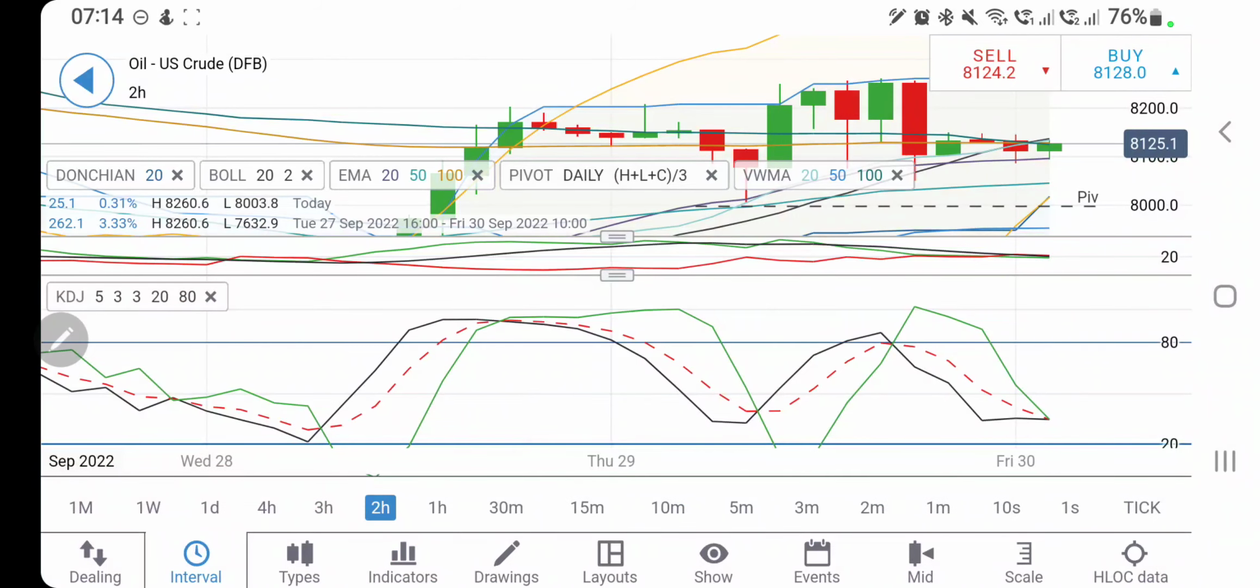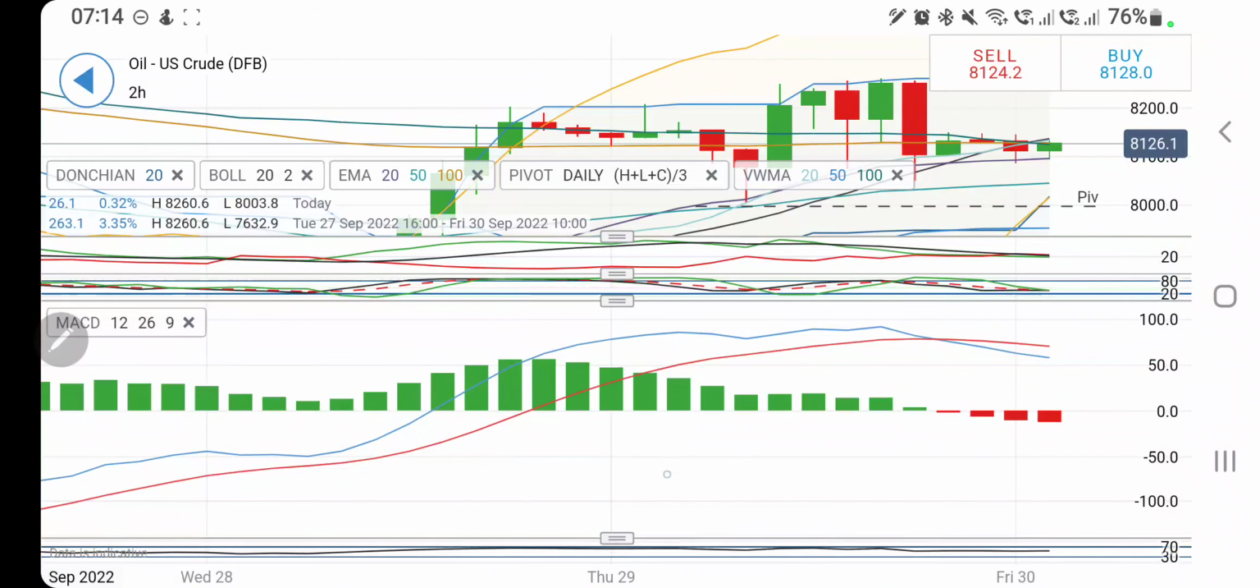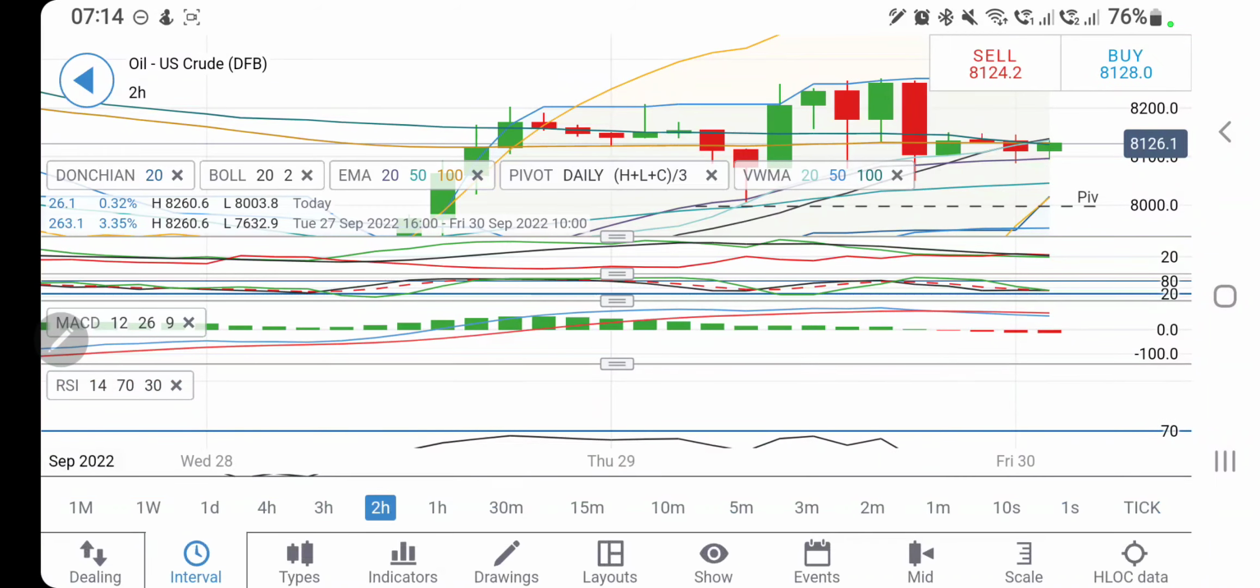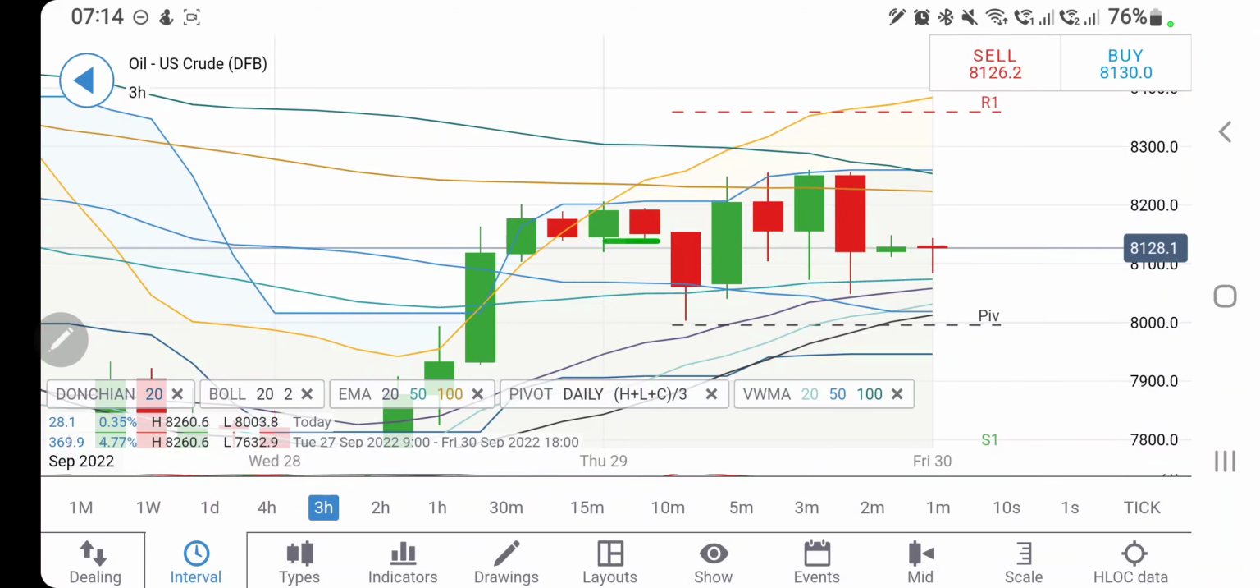Now look at the directional movement. This is bearish. Stochastic is looking downwards, trying to cross over for a bullish move. The MACD has crossed over on the 2-hour chart. This is divergent and this is showing a little bearishness. RSI is trading flat here. Likewise on the 3-hour chart, it is trying to trade in this channel. This is the moderately bullish channel.